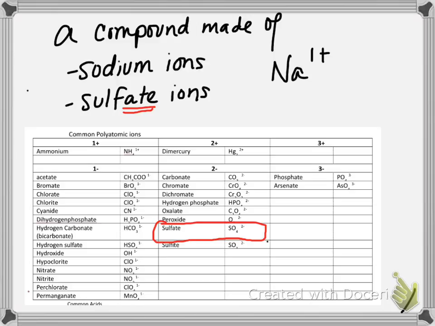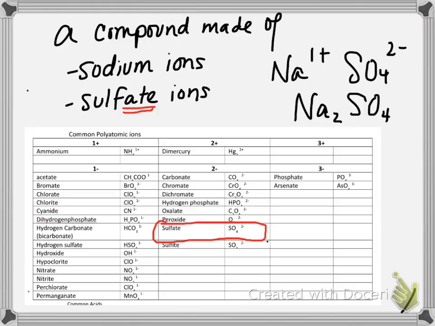So, we need to write the sulfate ion and do our crisscross. No need to simplify, just cleaning up. That 1 would be there.